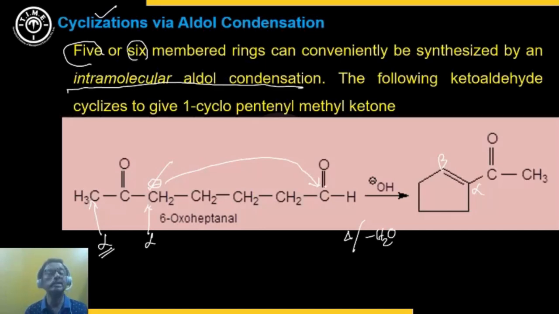So aldol condensations can be of various types, right? You could take 2 aldehydes, 2 ketones, whether cyclic or acyclic, or an internal aldol condensation to form a cyclic product, which is still an alpha beta unsaturated carbonyl compound.